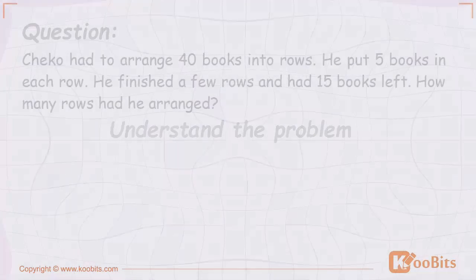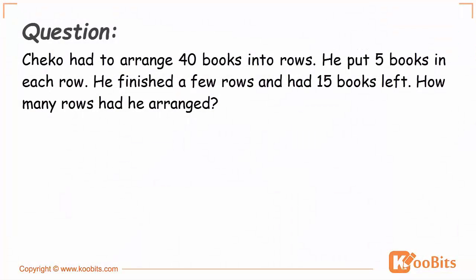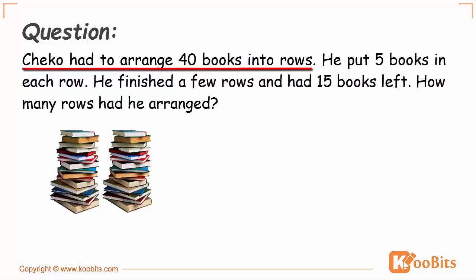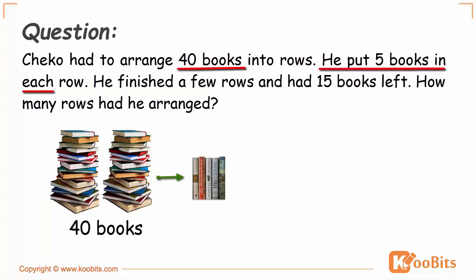Let's break down the question and understand it, shall we? Chico had to arrange 40 books into rows. How many books did Chico need to arrange into rows? Yes, 40 books. He put 5 books in each row. Do we know how many books there are in each row? Yes, there are 5 books in each row.